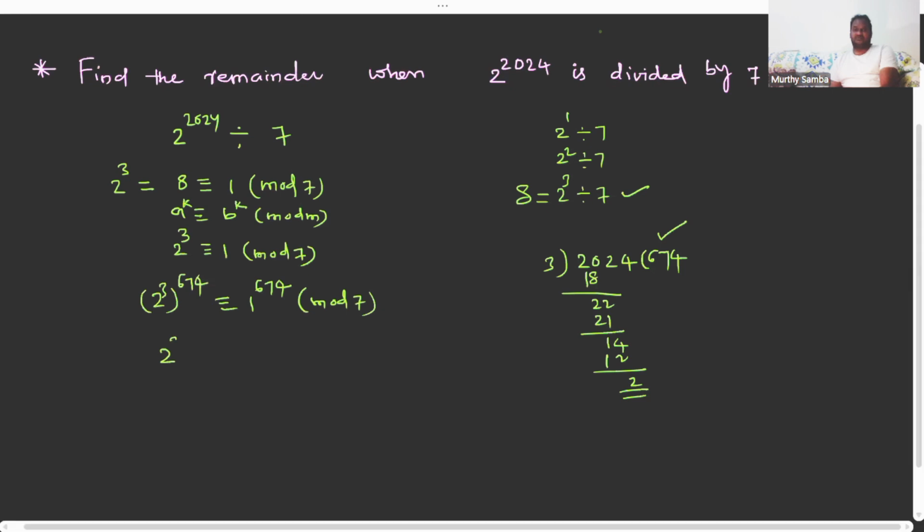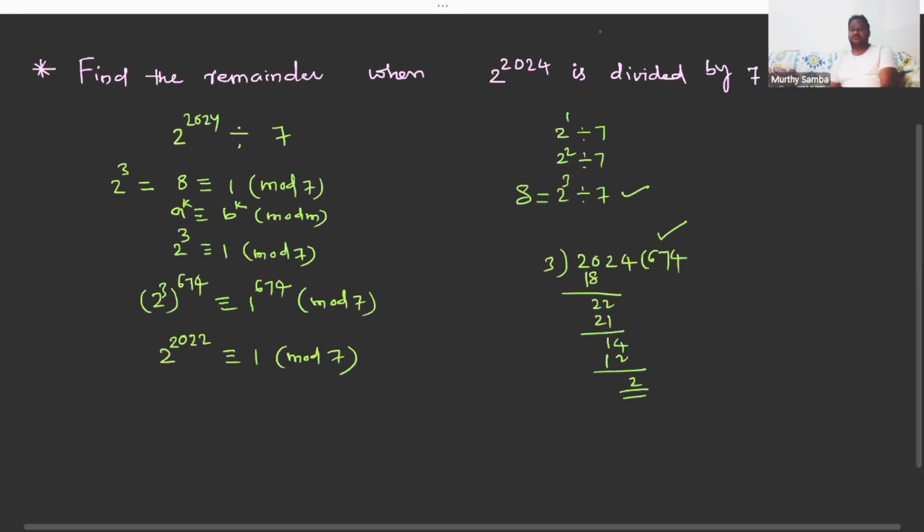What is 2 power 3 whole power 674? It is 2 power 2022, because the remainder is 2, so subtract 2 from 2024. That is congruent to 1 power anything, which is equal to 1 only, so 1 modulo 7. So now this is 2 power 2022, but we want 2 power 2024. You need two more 2s here, so you just multiply by 2 square.